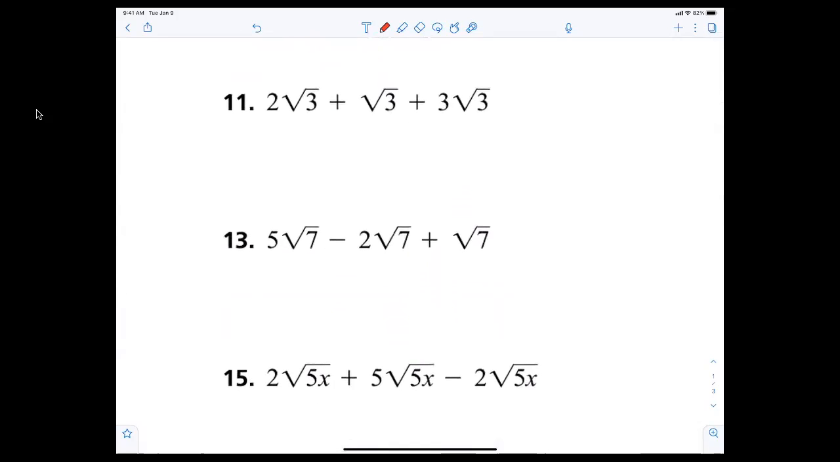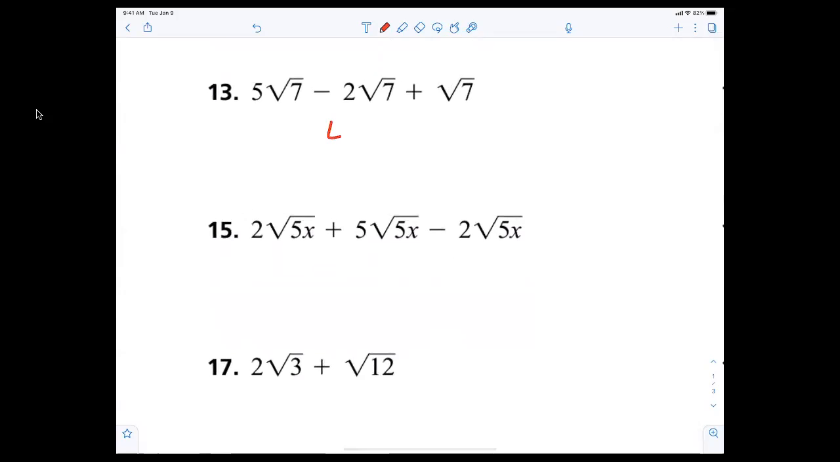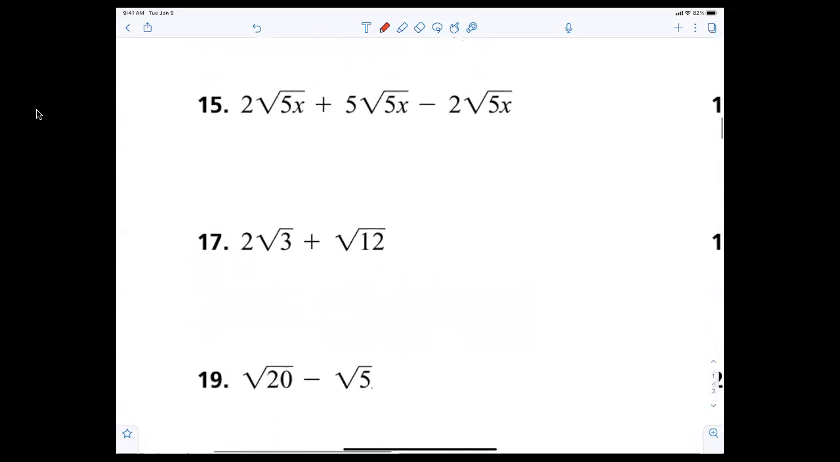What, Connor? No, you can't. All right. Number 11, Trimble. 5 radical 3? Yeah, that's a common mistake. Why 6? Because it's like a 1. That is exactly right. There's a 1 there. 6 radical 3. Easy as that. Who's next? I can't see. Ava, go. 4 radical 7. Easy as that. Jensen, 5 radical 5x. Perfect.